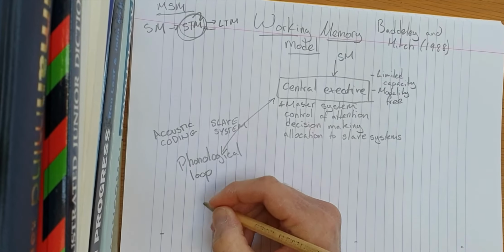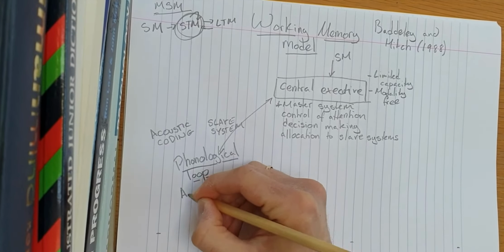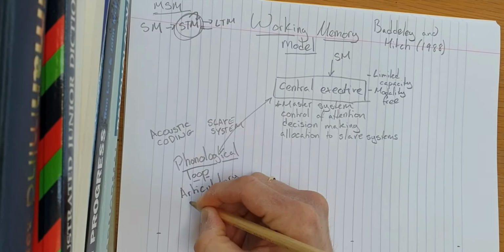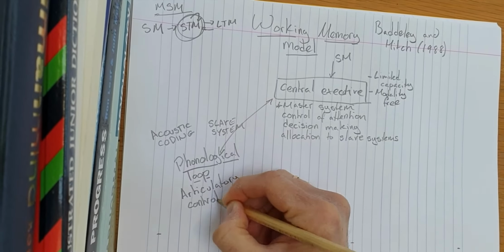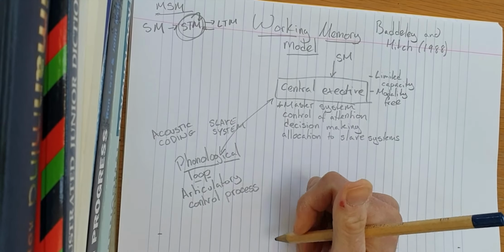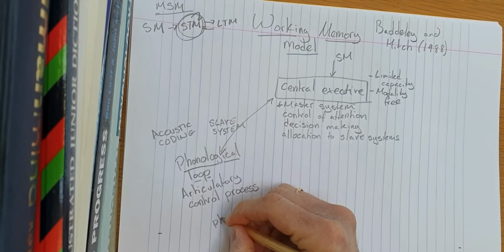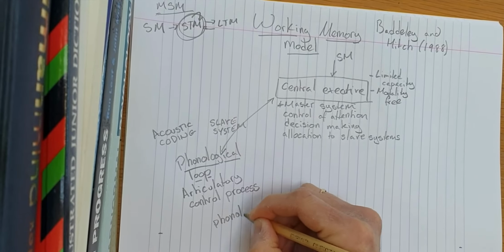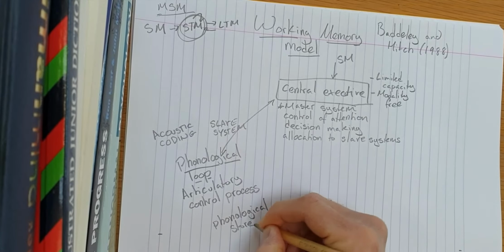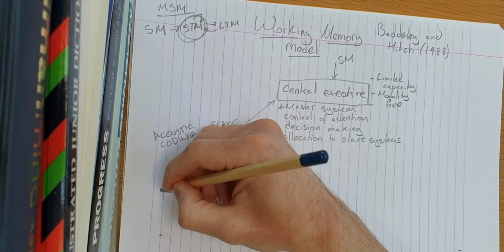The phonological loop is made up of two parts. The articulatory control process, and also the phonological store. Now these parts do different things. The articulatory control process is like your inner voice.